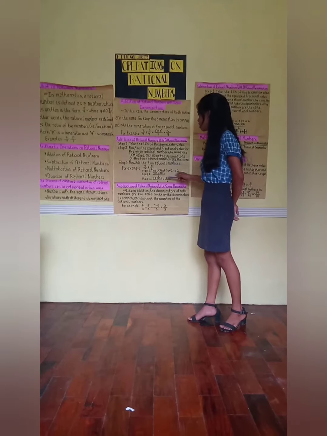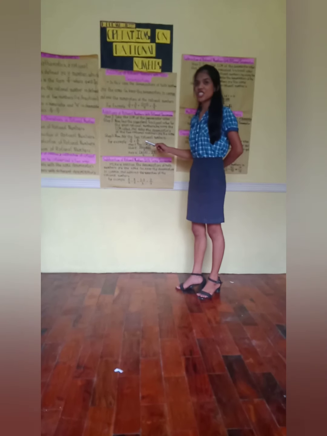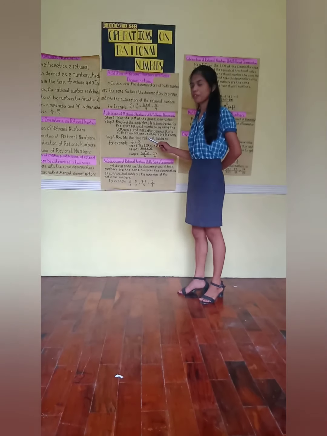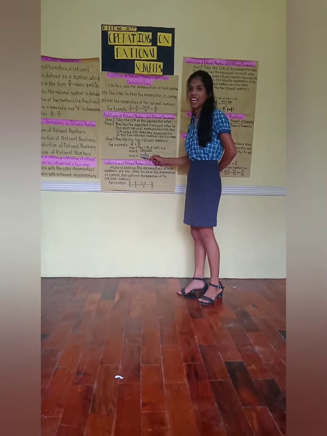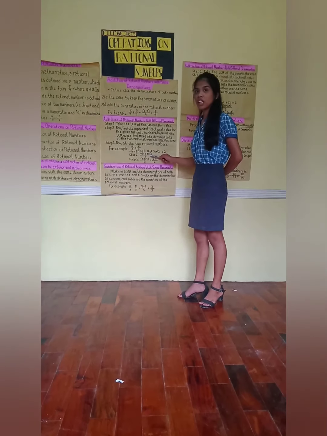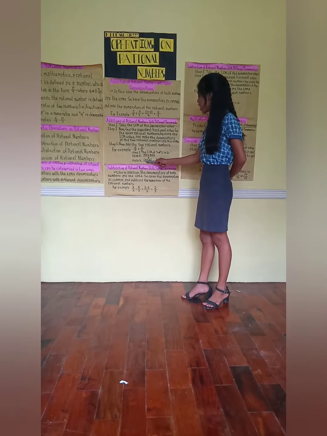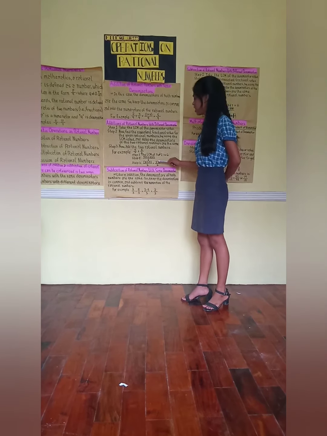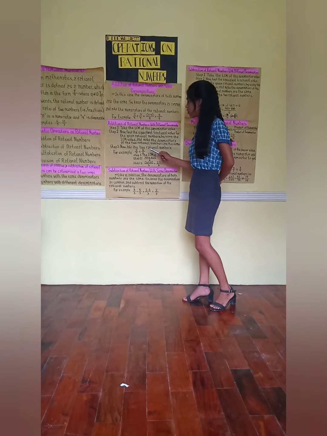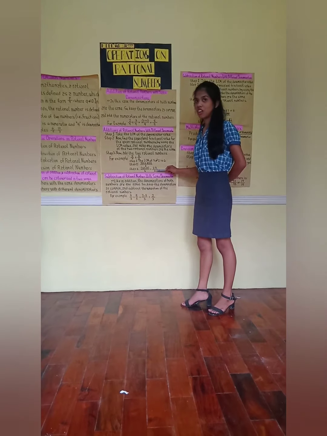Very good. 3. So 5 times 3. Then, step 3, let's simplify. 4 times 2 is equal to 8. Very good. 5 times 3 is equal to 15. Very good. Over 6. 8 plus 15 is 23 over 6. So, 4 over 3 plus 5 over 2 is equal to 23 over 6.